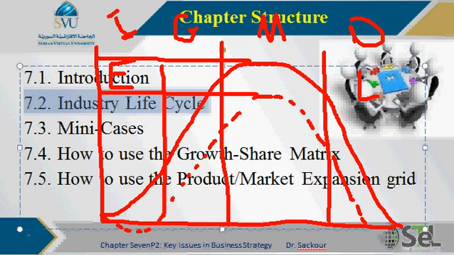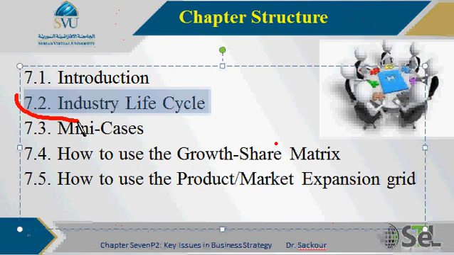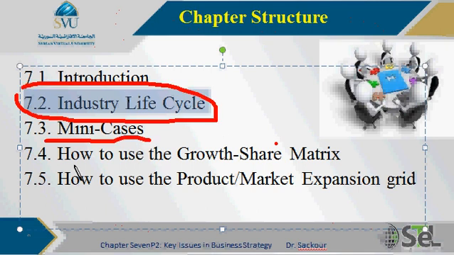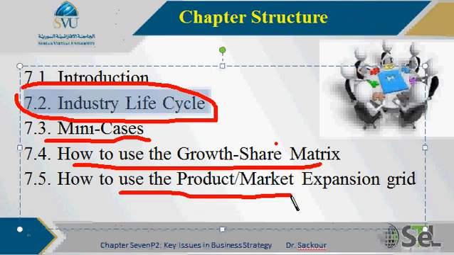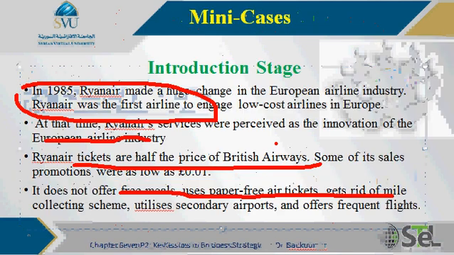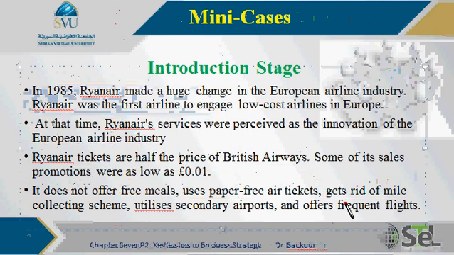Okay, so let's introduce some mini cases about this. So we talk about this industrial life cycle. Let's talk about many cases, how to use the growth share matrix, and how to use the product market expansion in it. Okay, be with us and let's go ahead. Let's have the first case.